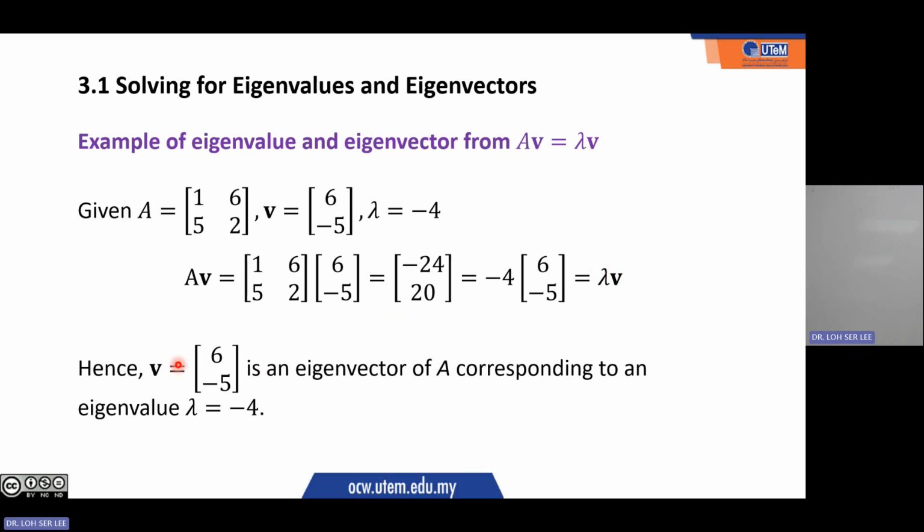So this v is an eigenvector of A corresponding to the eigenvalue λ. We use the word corresponding because λ1 has eigenvector v1, λ2 has eigenvector v2, and λ3 has eigenvector v3. They come in a pair. When you have 3 by 3 or 4 by 4, you have λ1, λ2, λ3, λ4, and they each have their own eigenvector. So we call that a corresponding eigenvector or corresponding eigenvalue.